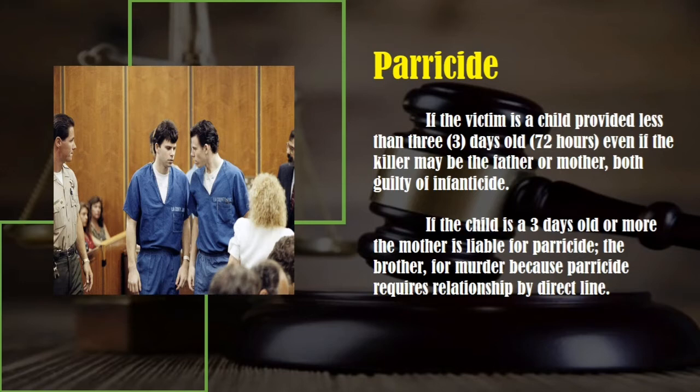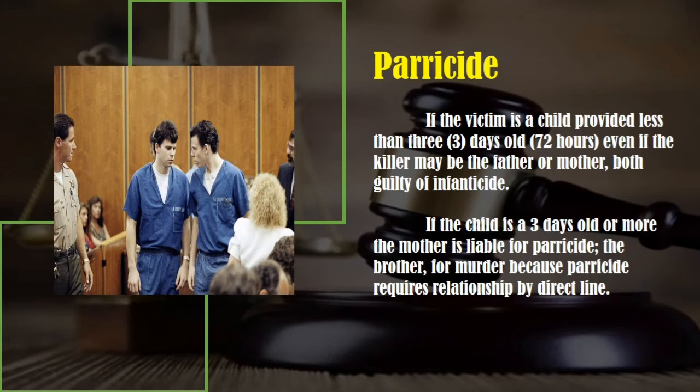Now class, if the child is 3 days old or more, the mother is liable for parricide, the brother for murder, because parricide requires relationship by direct line. So, to conceal dishonor is not mitigating for both the mother under the law and the brother.